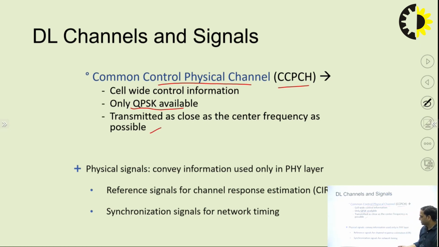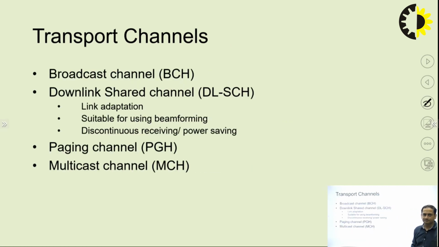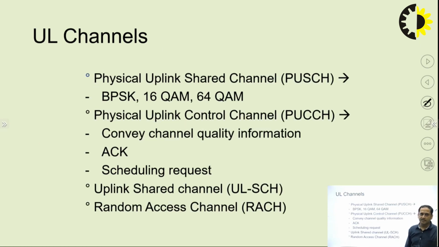Physical signals are sent for the references or pilot signals. Also, this is used for synchronization purposes. The transport channels comprise the broadcast channel, downlink shared channel, paging, and multicast. So these are the different transport channels which are used in the LTE system.